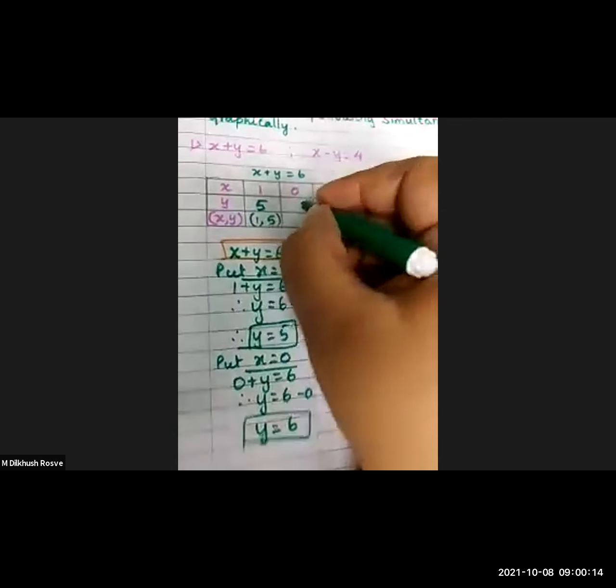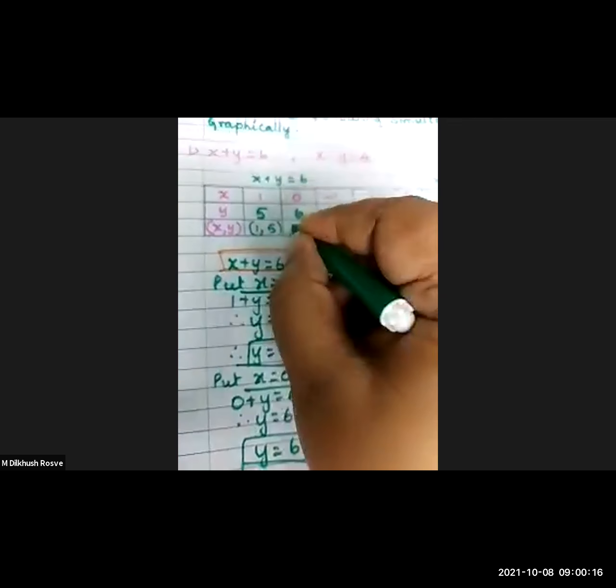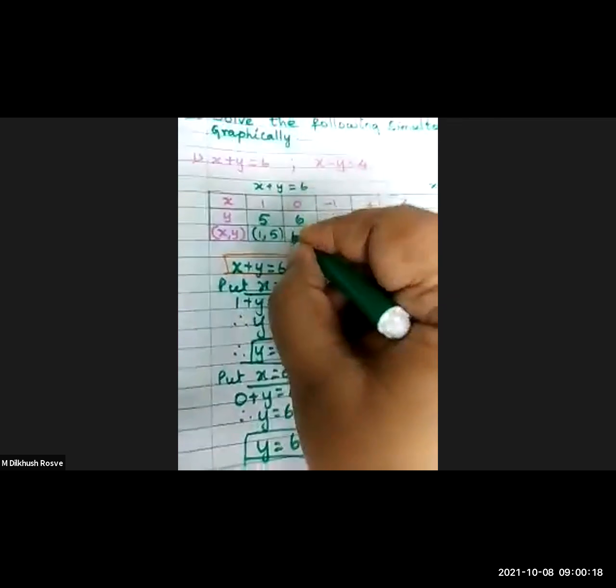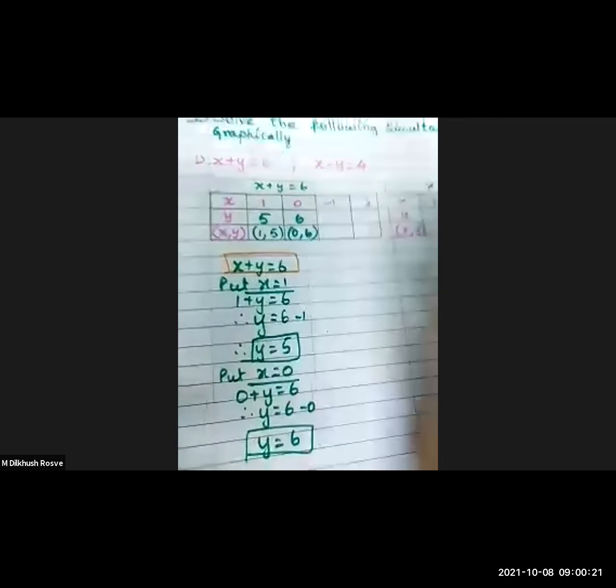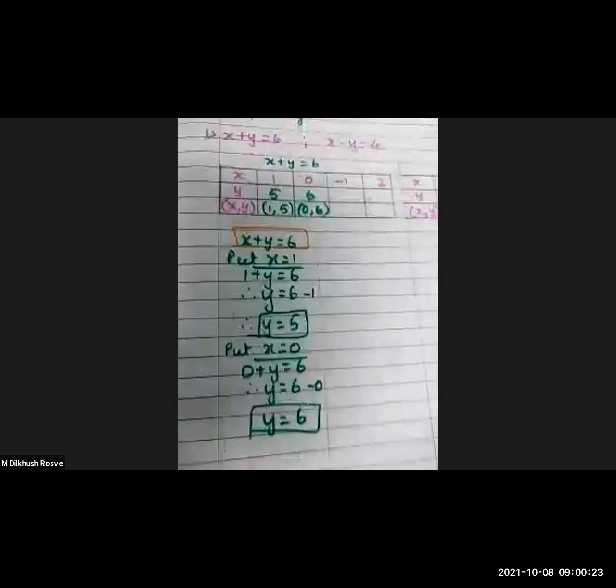So here how much we got? Y value as 6. So 0, 6. Understood, children? Okay.